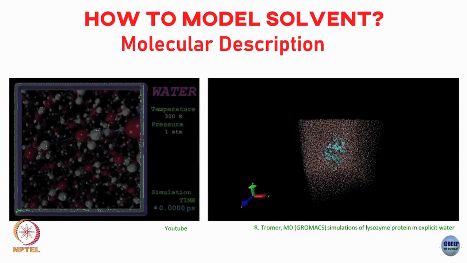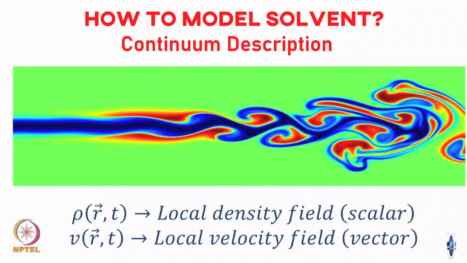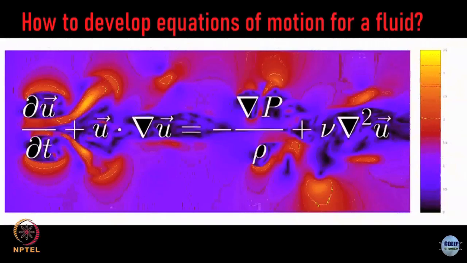What we'll do is we'll not focus on this molecular description, but we'll focus on a continuum description. And like I said, in this continuum description, we'll parameterize the fluid by these two quantities: a local density field, which says how dense it is, how many molecules of that fluid are there, and a local velocity field, which says how fast the fluid is moving. So the local density field is a scalar, the local velocity field is a vector. So you have a scalar field and a vector field, and we will use these two to develop our equations of motion. And eventually what we will come up with is the Navier-Stokes equation.